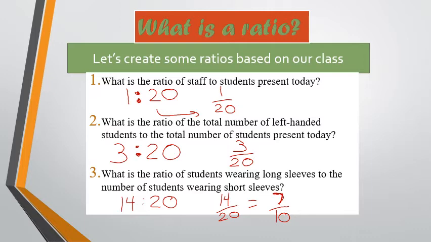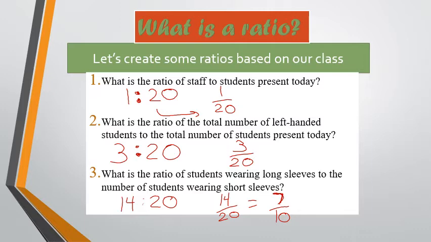Question 2, what is the ratio of the number of left-handed students to the total number of students present today? So again, if we had 20 students here, and let's say we looked around the room and there were 3 of them that were lefties, it would be 3 to 20, or 3 over 20, which would obviously mean there were 17 right-handed students.